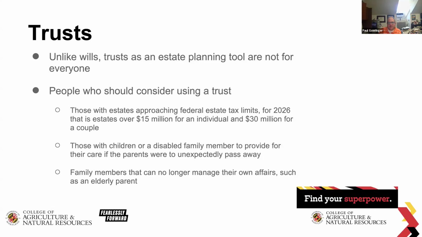One of the reasons we might want to consider doing this is we might be over the estate tax limit. For federal estate tax purposes, it's $15 million for an individual, $30 million for a married couple. For Maryland estate taxes, it's 5 million for an individual, 10 million for a couple, and we'll talk about some of the ag things that can exist in that here in a minute.